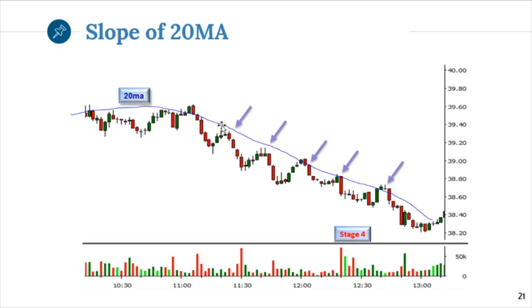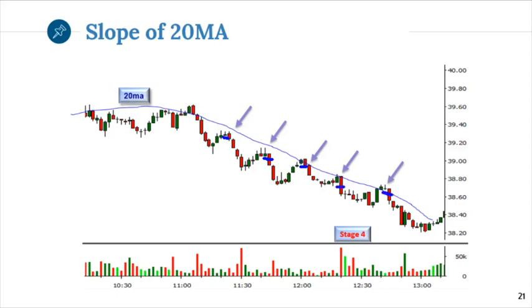Entry is almost always at or near the declining 20. And where's the entry? Just as soon as the stock takes out the prior bar's low. So again, where's the entry? As soon as it takes out the prior bar's low. It's right here, right here, right here.